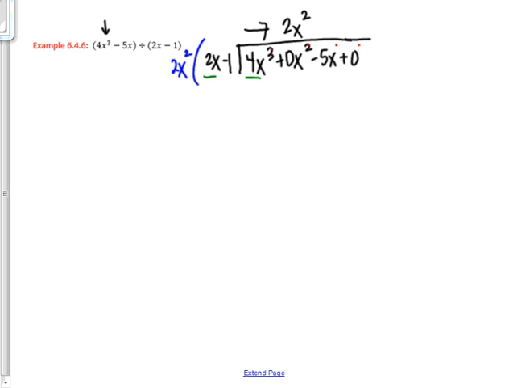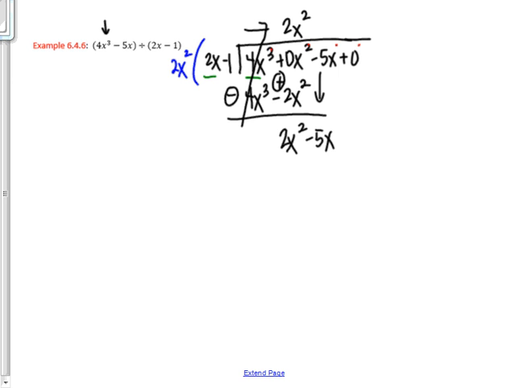Alright, distribute that 2x squared. 2x squared times 2x is 4x cubed. And 2x squared times negative 1 is negative 2x squared. Draw a line, change your signs. Cancel, and I get 0 plus 2, so I get 2x squared. Bring down your negative 5x. Alright, let's erase that, and here we go. 2 into 2. How many times does 2 go into 2? It goes 1 time, so I would put an x with it to line it up.